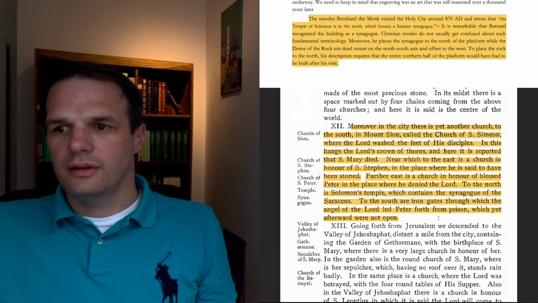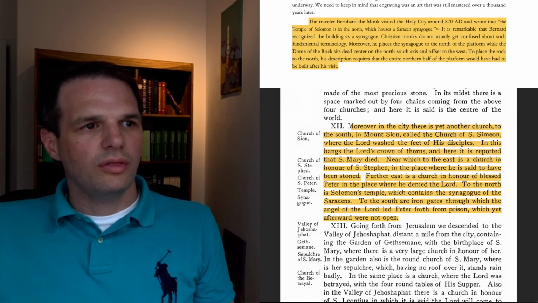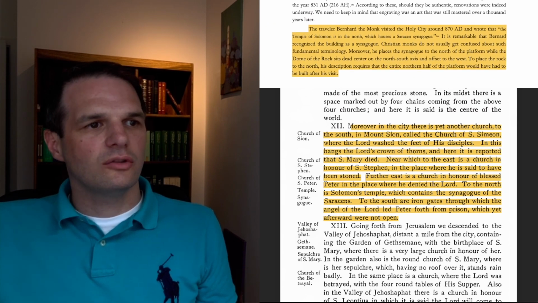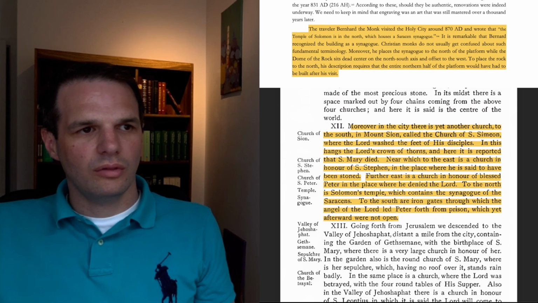So he says, moreover, in the city there is yet another church to the south in Mount Sion, called the Church of Saint Simeon, where the Lord washed the feet of his disciples. Okay, so now we're in the south of the city. In this hangs the Lord's crown of thorns, and here it is reported that Saint Mary died. Near which, to the east, is a church in honor of Saint Stephen, in the place where he is said to have been stoned. Okay, so we started out in the south.